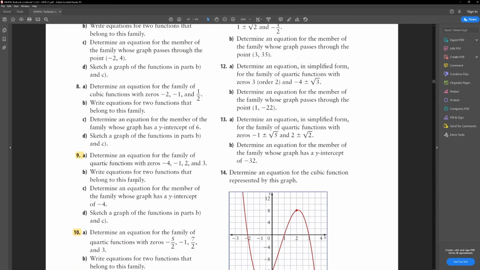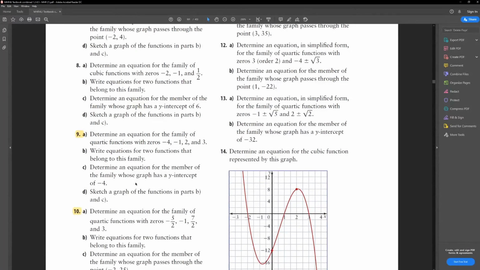For question 9, it's asking us to determine an equation for the family of a quartic function with the following zeros. So it's the same exact question that we had. Again, just apply that knowledge.